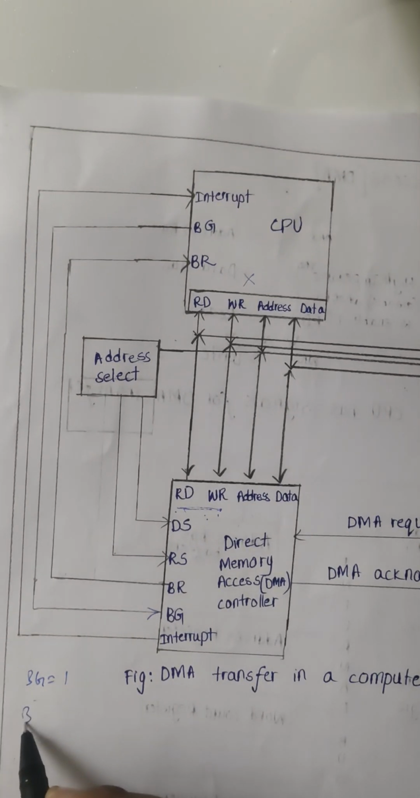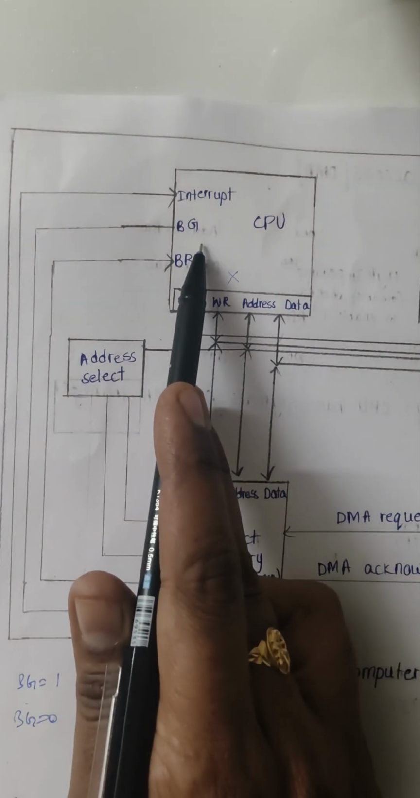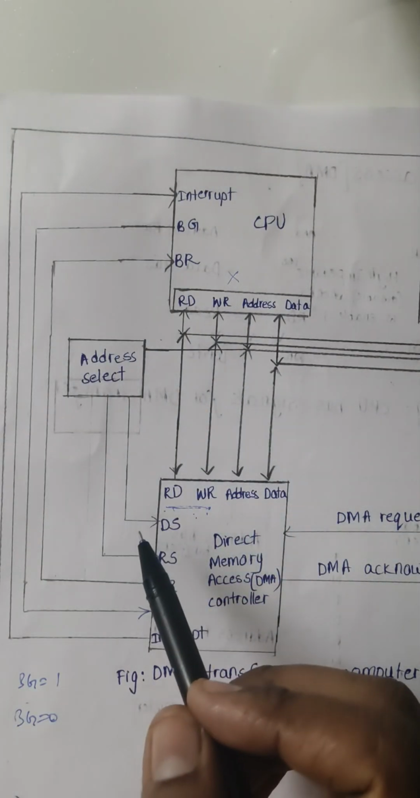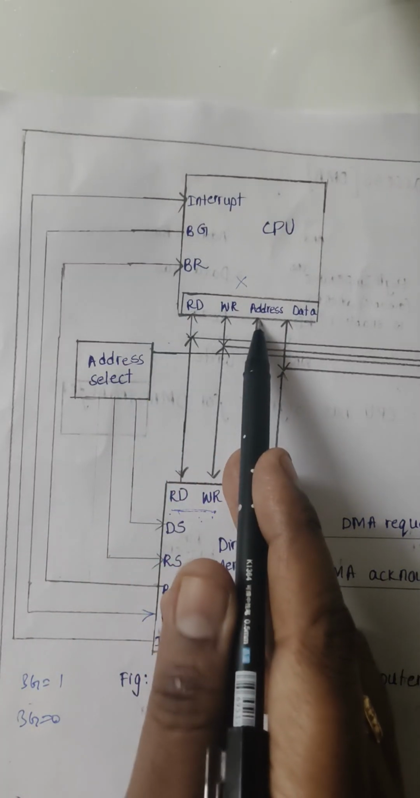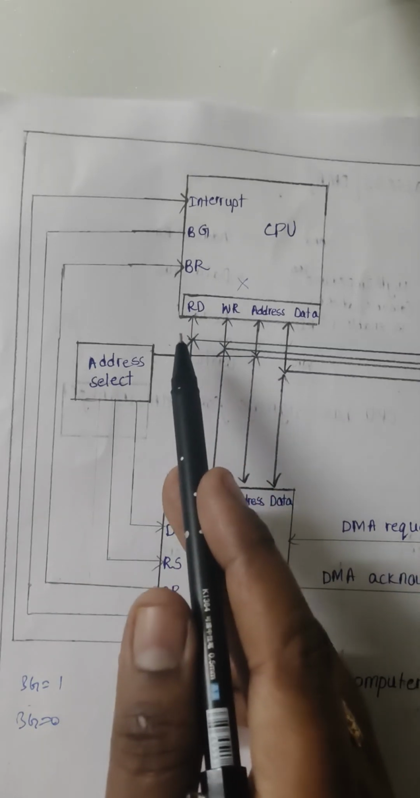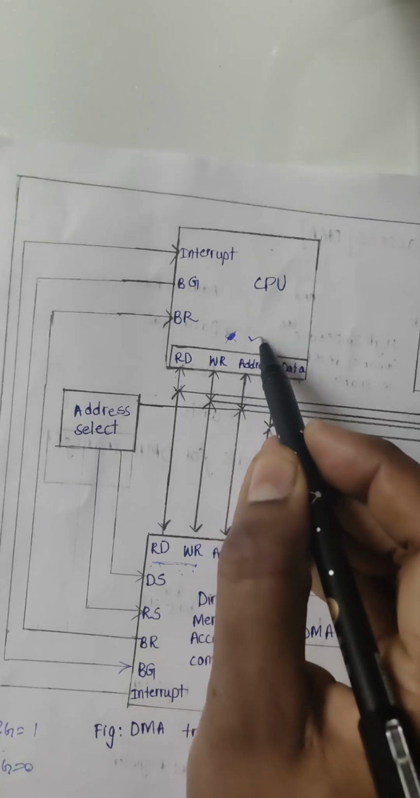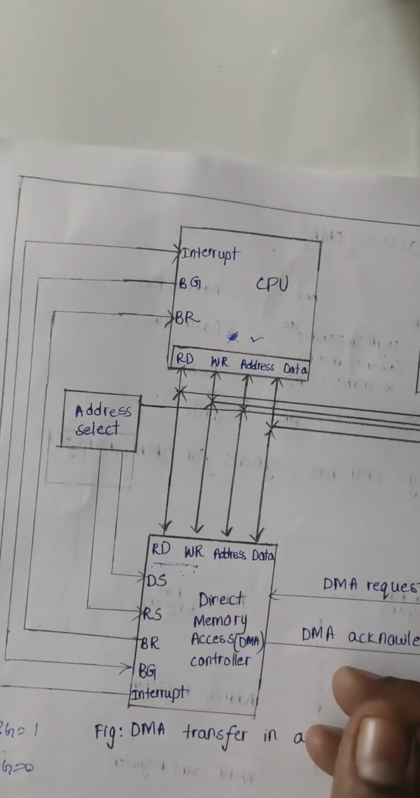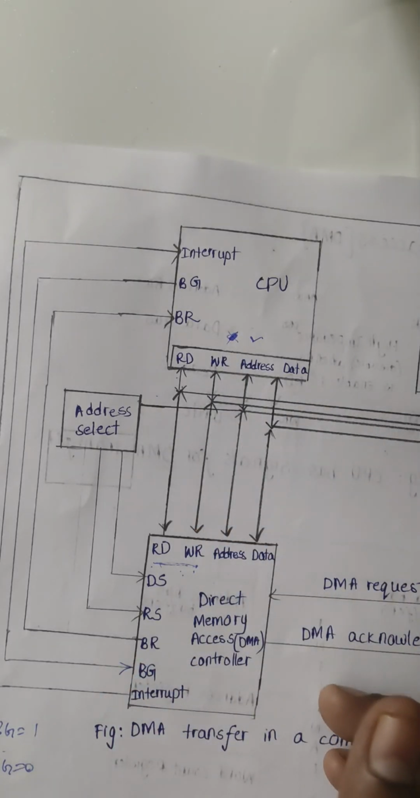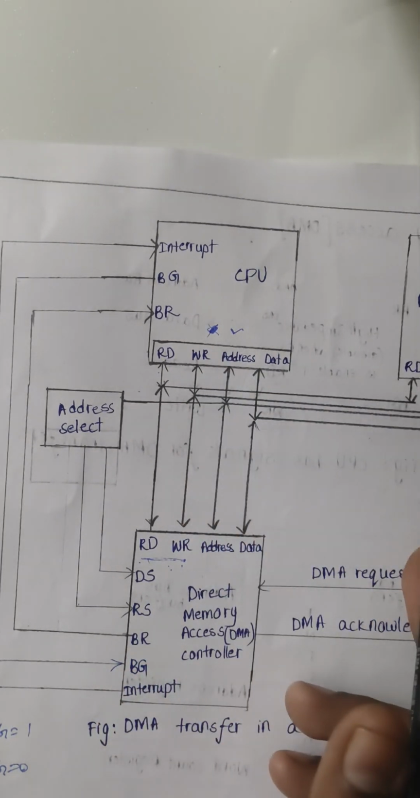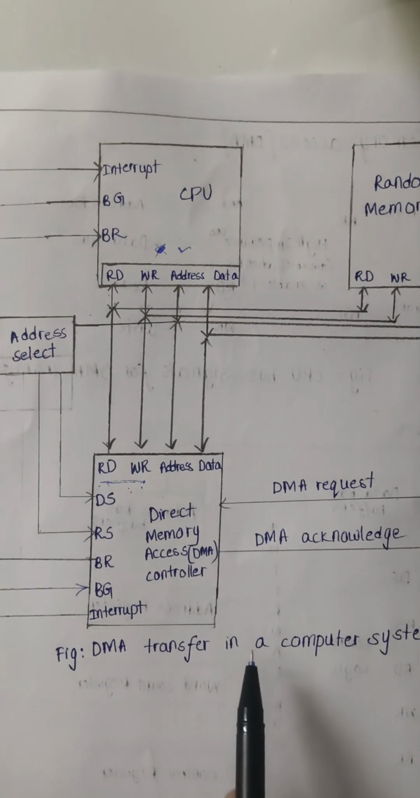If the BG value is equal to 0, what does it mean? It means the bus is not granted by the CPU. Therefore, if it is not granted, the CPU will activate the address line, data line, and control lines. At this time, these read write signals are input lines, and they transfer the information to the random access memory and give the information to the input output devices. So this is about the operation of a DMA transfer.